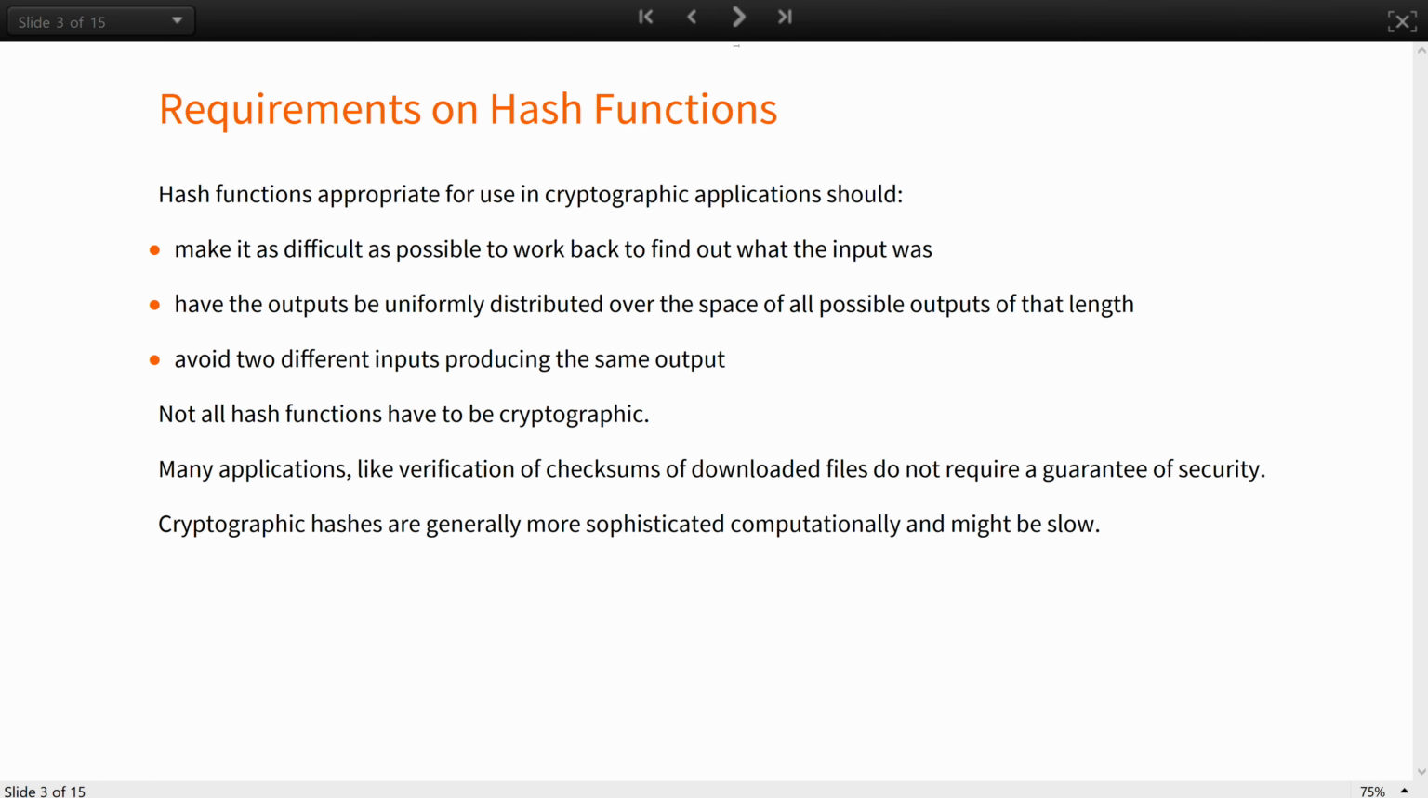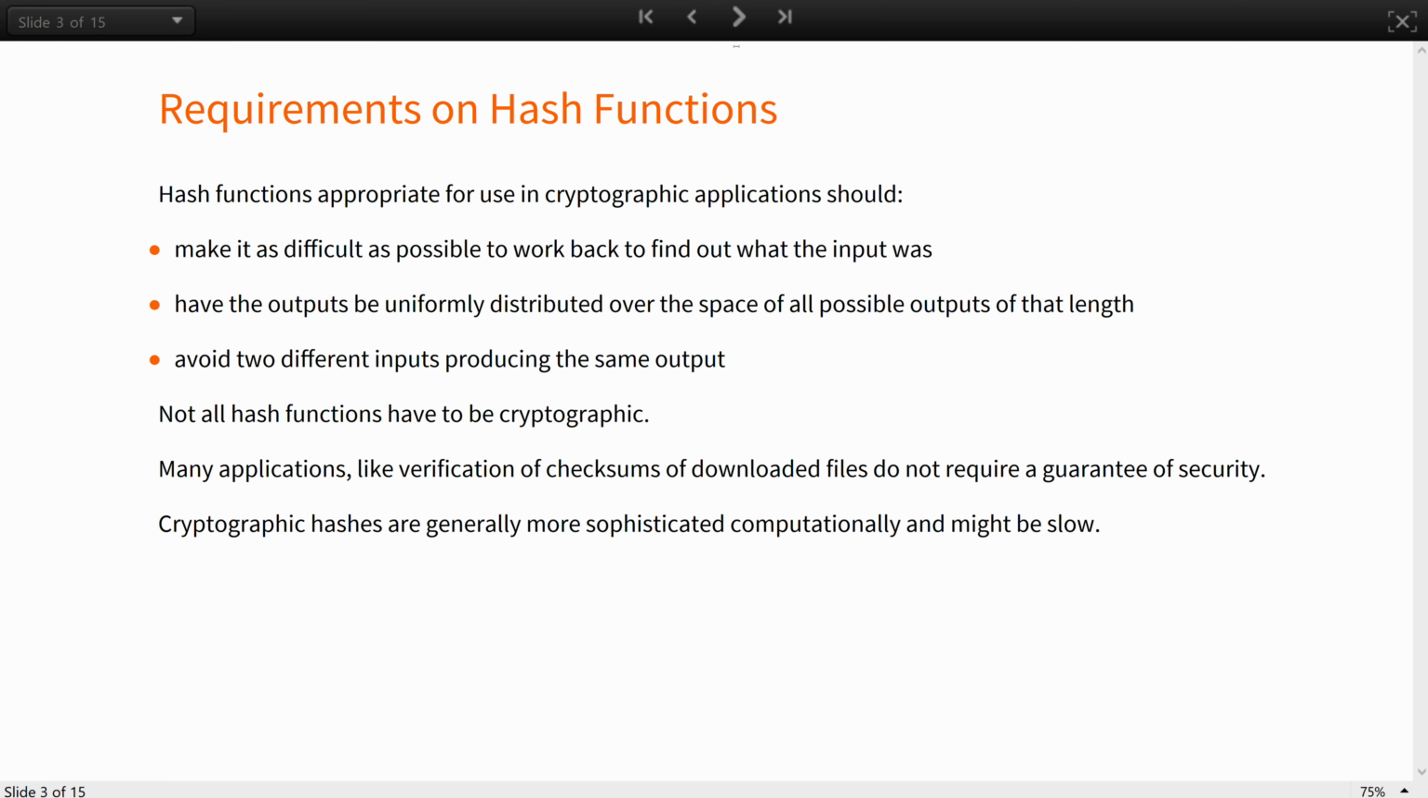Hash functions appropriate for use in cryptographic applications are designed with some specific qualities in mind: to make it as difficult as possible to work back to find out what the input was, to make the outputs be uniformly distributed over the space of all possible outputs of that length, and to avoid two different inputs producing the same output. Not all hash functions have to be cryptographic.